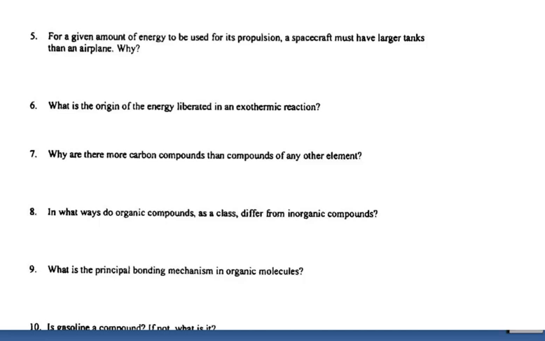Number 7, why are there more carbon compounds than compounds of any other element? Carbon sits in a unique place in the periodic table. It has 6 electrons, with 4 in the outer shell. So there are only 4 electrons that will bond in a chemical process.